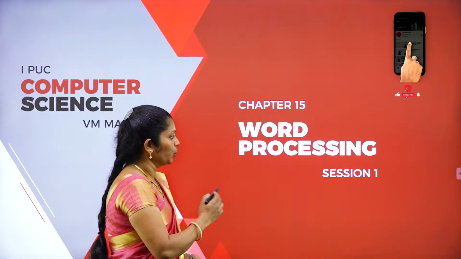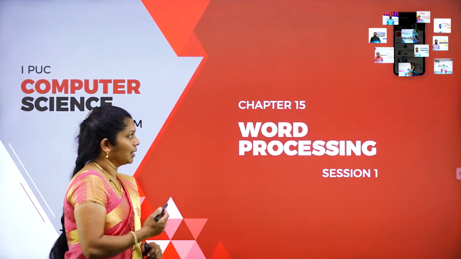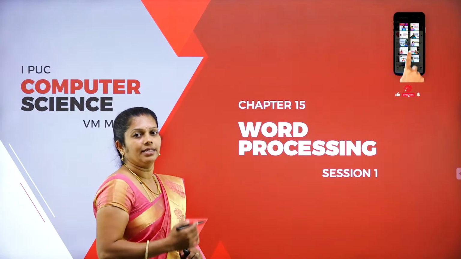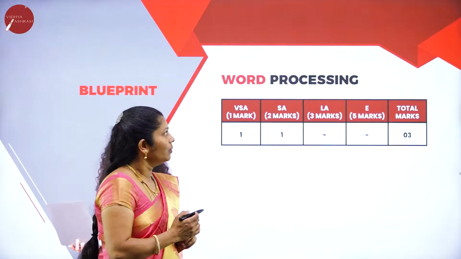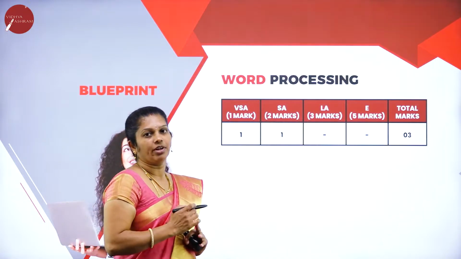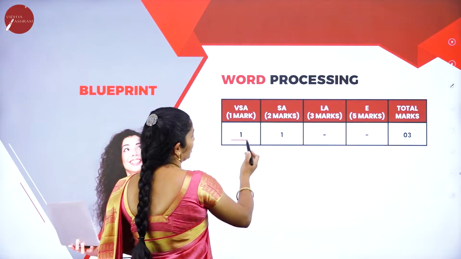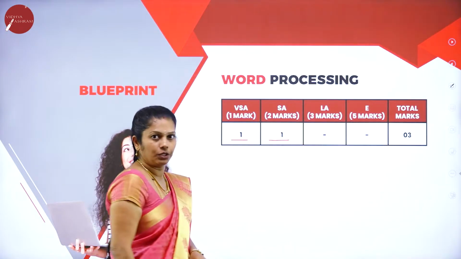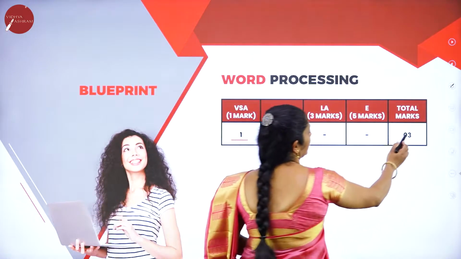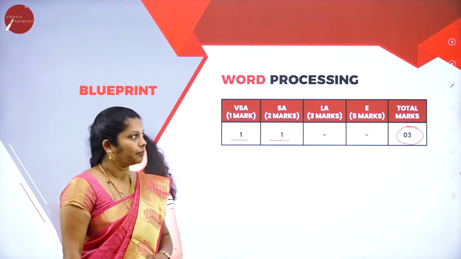Today, we want to start with the first session of word processing. This is your chapter number 15. This is mainly related to lab concept, that is programming concept. Whereas, in the annual exam, from this chapter, you will get only 2 questions. In part A, 1 question for 1 mark, and in part B, 1 question for 2 marks. Totally 3 marks in the annual exam from this chapter you will get.